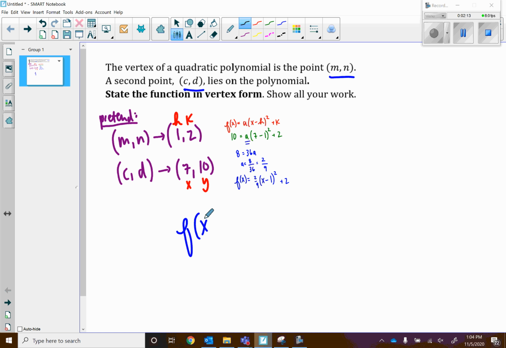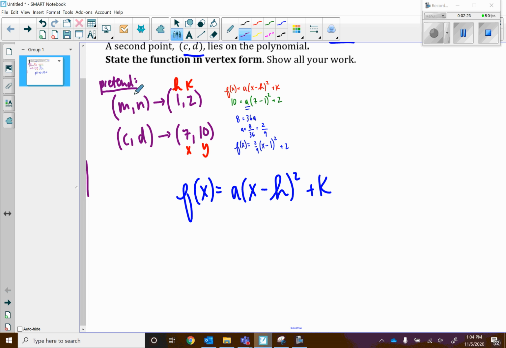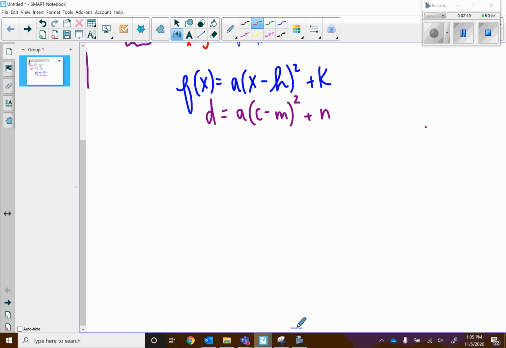We have f(x) is equal to a times the quantity x minus h squared plus k, and instead of those variables, let's plug in the points they give us. So (m, n) is our (h, k), so this would be m and n. And then we have (c, d) as our (x, y). So c is our x, we don't know a, and d is our y. Now remember, in the example we did above, we first need to solve for a. So let's do that here.